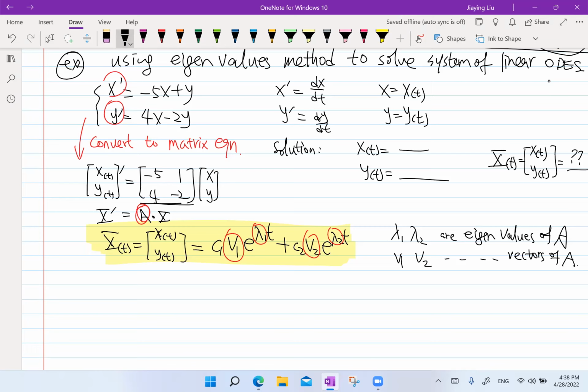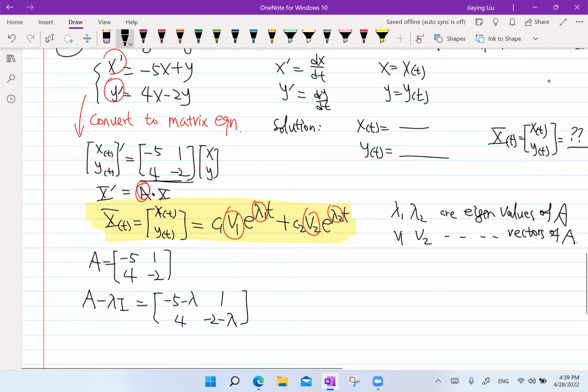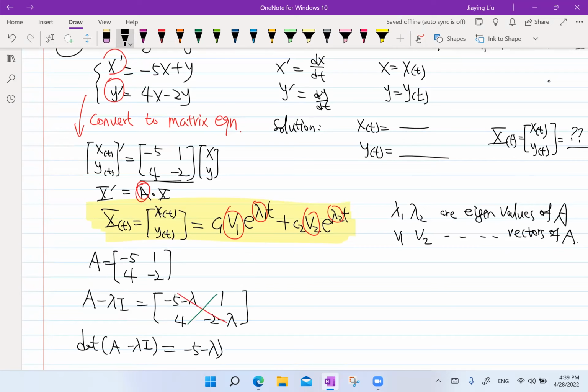I'll slow down. So A we know, which is -5, 1, 4, -2. Well, we first need A minus lambda I. So I'm just going to subtract lambda from the diagonal entries. So -5 minus lambda, -2 minus lambda. The rest is the same. And then we need to know the determinant of this. And this is a 2 by 2, so we're just going to use the backward slash minus the forward. So that will be (-5 minus lambda)(-2 minus lambda) minus 1 times 4.